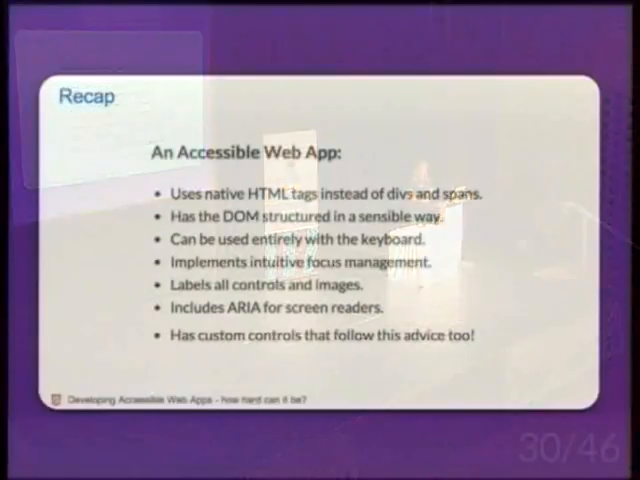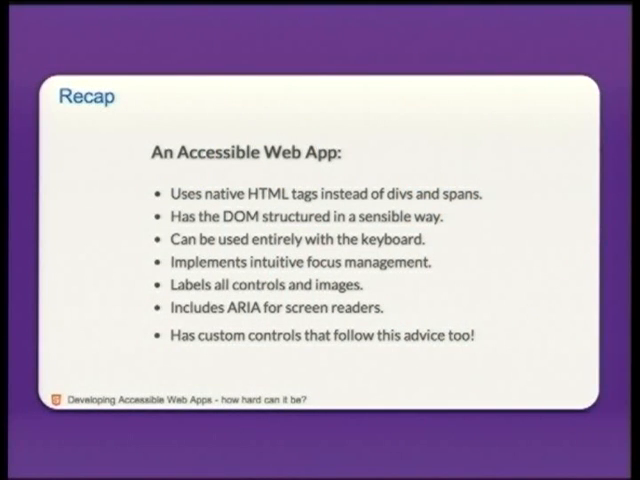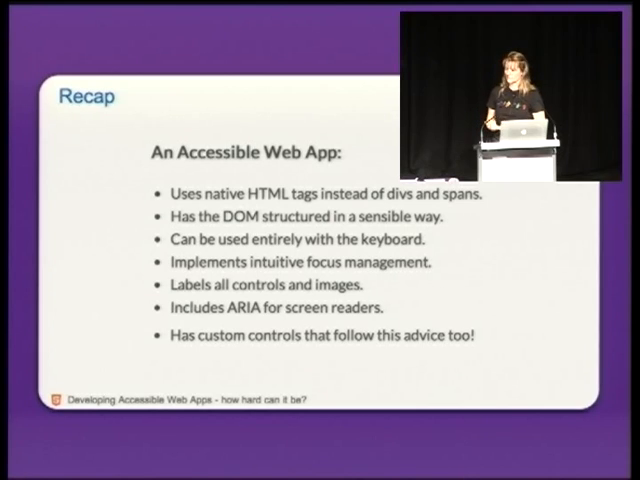So, recap. What do we do in order to make a web application accessible? We want to use native HTML tags instead of divs and spans. We want to make sure that our DOM structure is sensible. We want to make sure that we can reach everything with the keyboard. We want to implement intuitive focus management. Don't forget your labels on controls and images, and include ARIA for screen readers. And that's it.